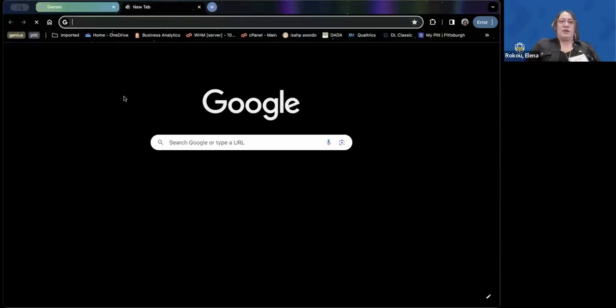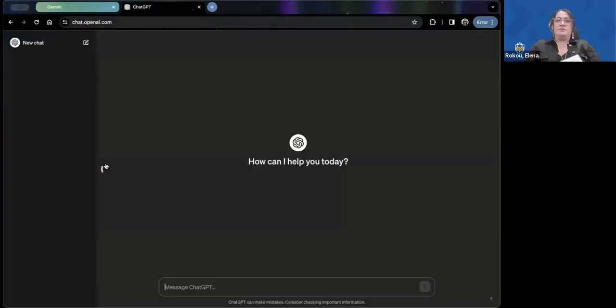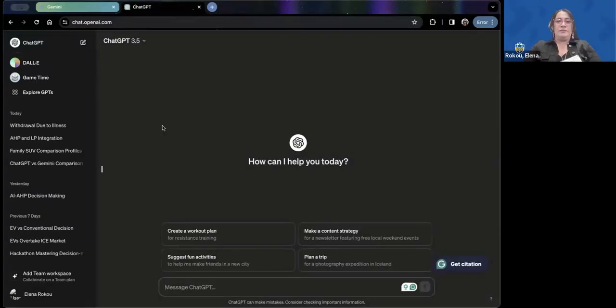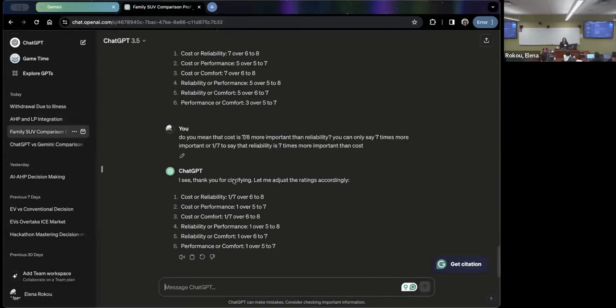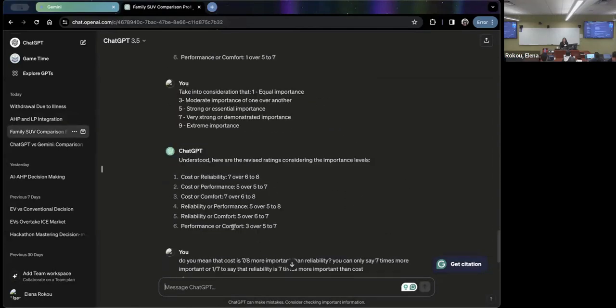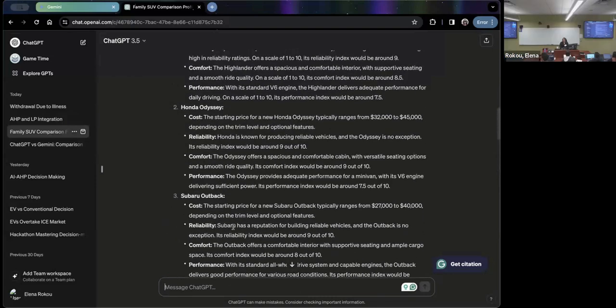Now, why would we do it like this? Well, the other way is my family SUV comparison. In the other way, I have more details.